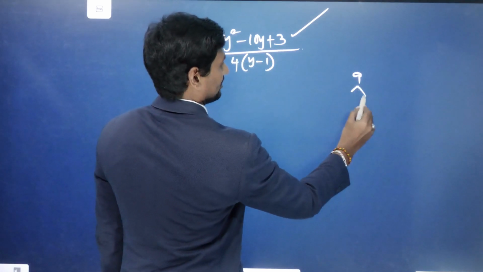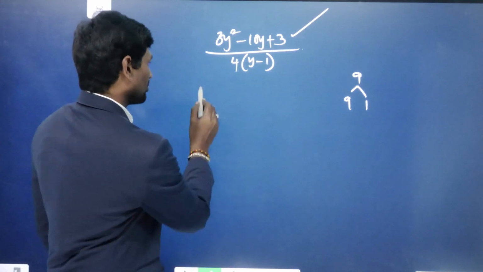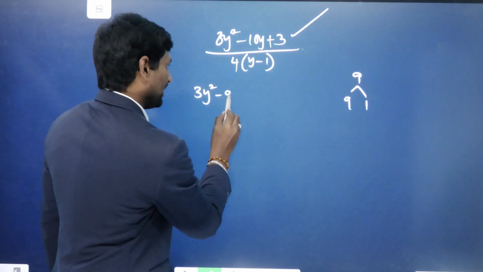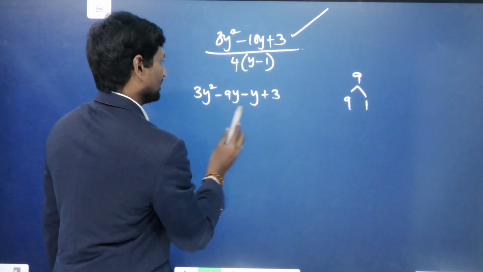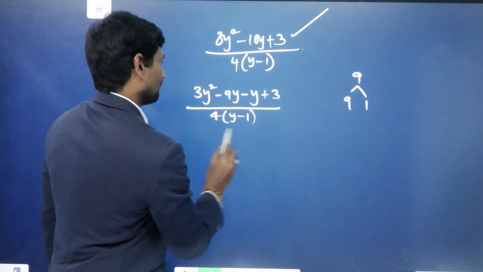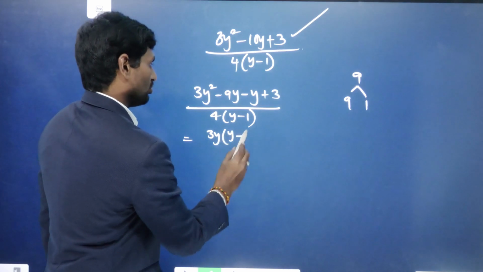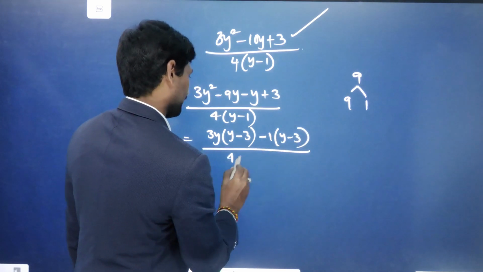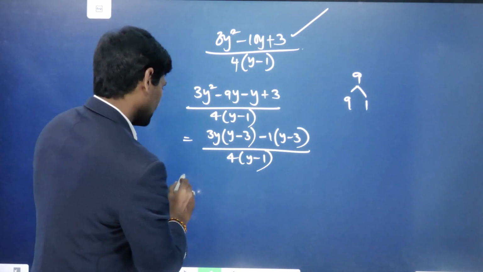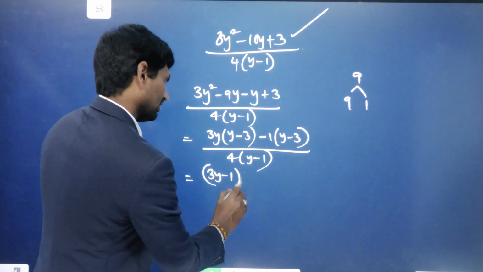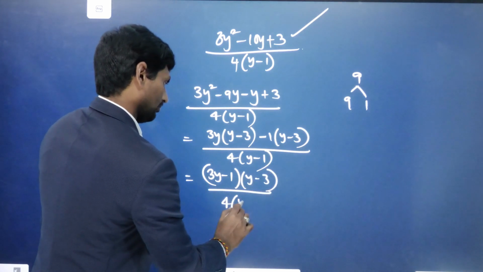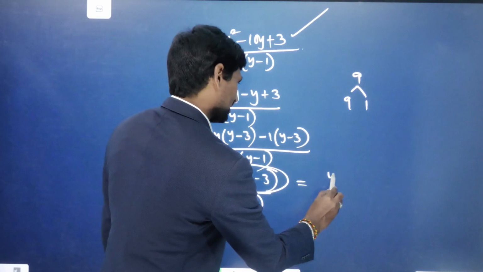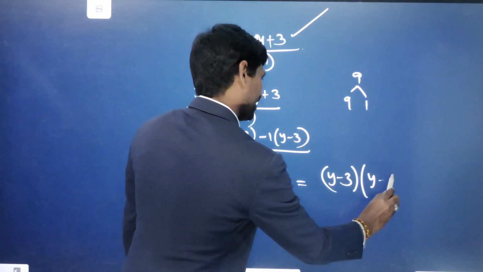3 into 3, 9. Both are negative terms, so 3y square, 9. This minus 10y, by using these factors we can write minus 9y minus y plus 3, over 4 into y minus 1. That equals 3y common, so y minus 3 remains. Here minus 1 common, y minus 3 remains. Okay, let us check: 3y minus 1, y minus 3. Simply by observing, the numerator is in the form of x minus alpha into x minus beta. Let me write y minus 3 into y minus 1 by 3.